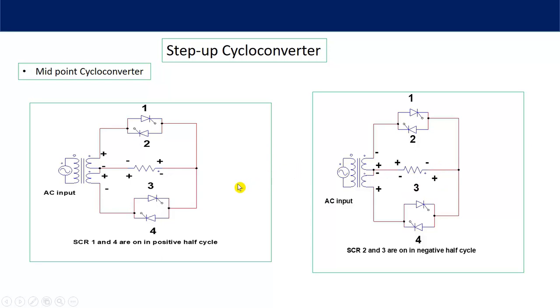So let's develop switching pulses in such a way that from 50 Hz input voltage we will get 100 Hz output voltage. Then we can say this is the step up cycloconverter. That means we are increasing the frequency from 50 Hz to 100 Hz. That's why it is a step up cycloconverter. Let's see.